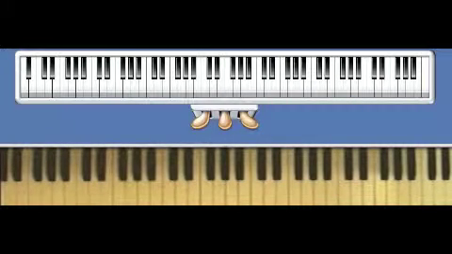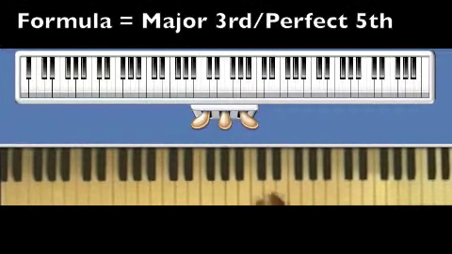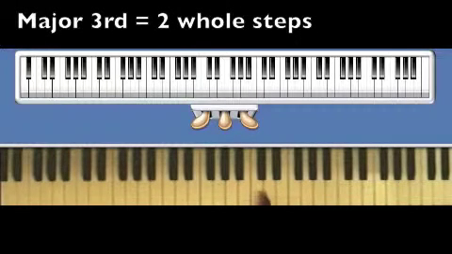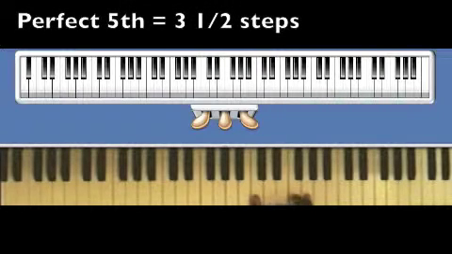Now, in terms of the perfect fifth or the major third, I can give you a formula for these. Here in the major third, you have 2 whole steps. From C to D is 1 whole step, and from D to E is the second whole step. So 2 whole steps, and you have a major third. Okay? For the perfect fifth, you have 3.5. So you have 3 whole steps and a half.